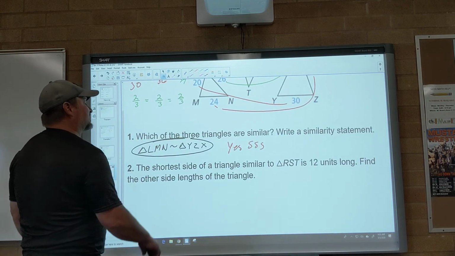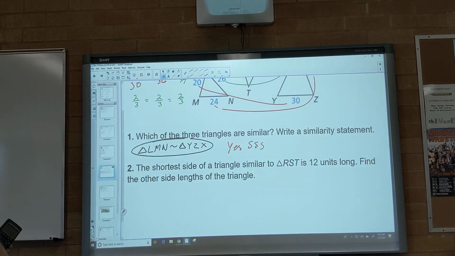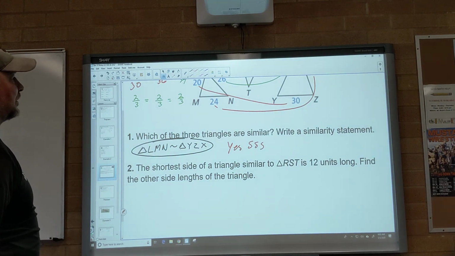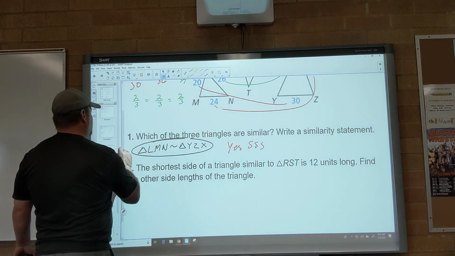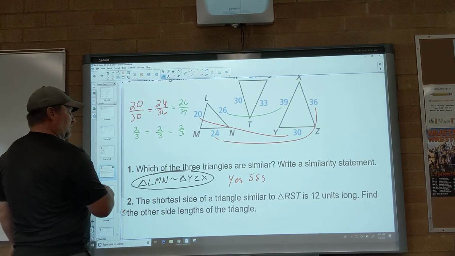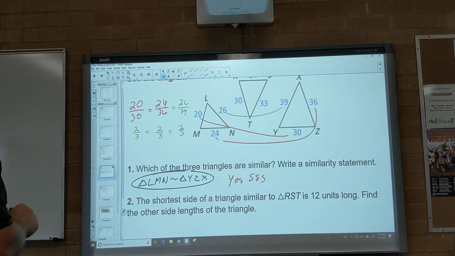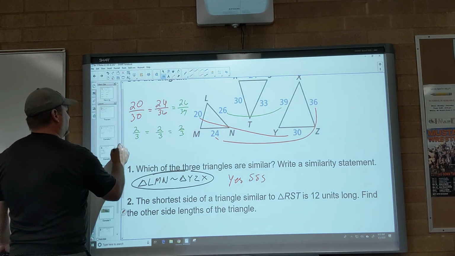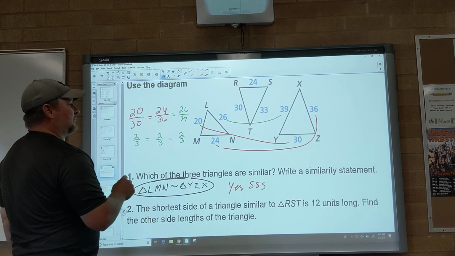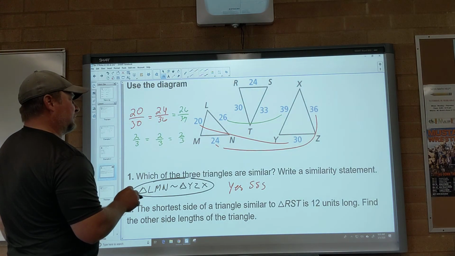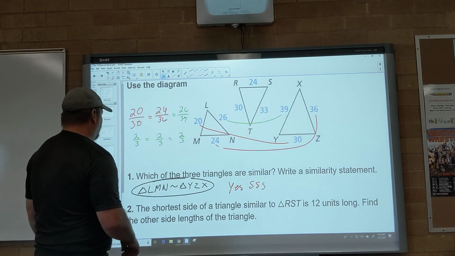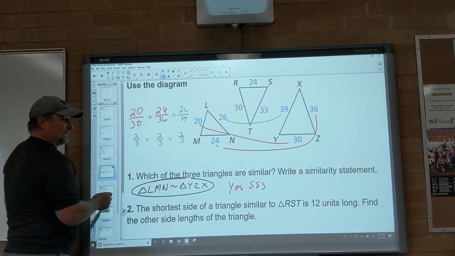Okay, it does say the shortest side of a triangle similar to triangle RST is 12 units long. Find the other side lengths of triangle. I don't know where that problem came from, so I don't believe that even. Yeah, they don't even give you a scale factor or anything. Find the longest side. We're gonna forget about that part. Okay, we'll fix that next time.